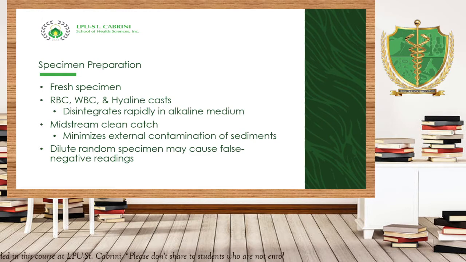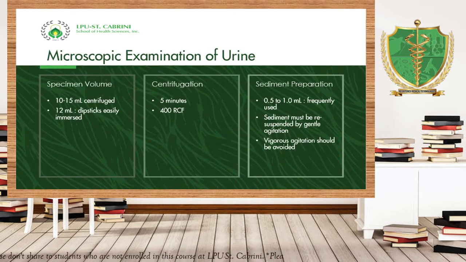Usually, ano ba yung mga nagiging cause ng gross contamination? Yung mga epithelial cells, it can be a contamination, most especially in women if women failed to wash her genitalia prior to the collection. Okay? Next is diluted urine samples or dilute random samples may cause false positive readings in the chemical examination of urine. Okay? So please take note of that.